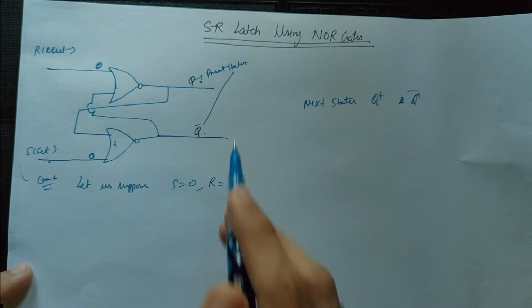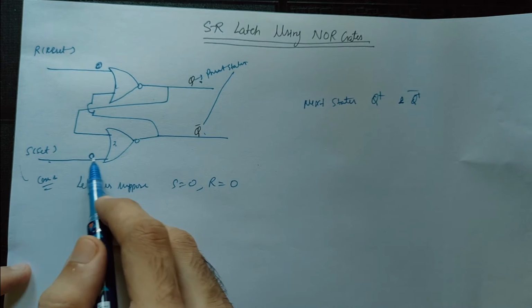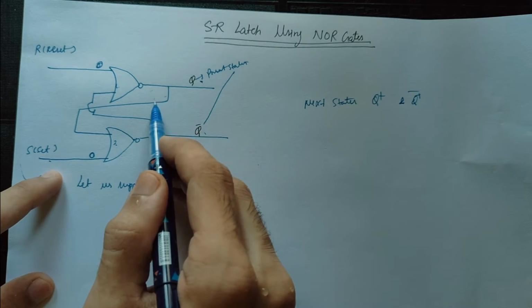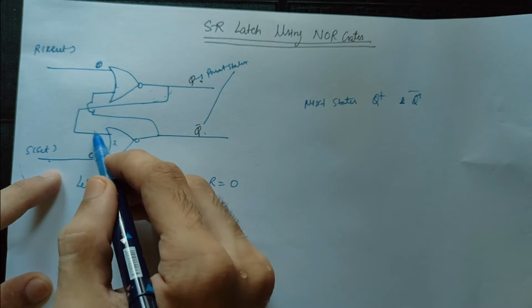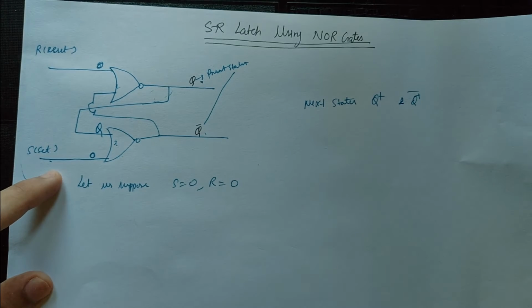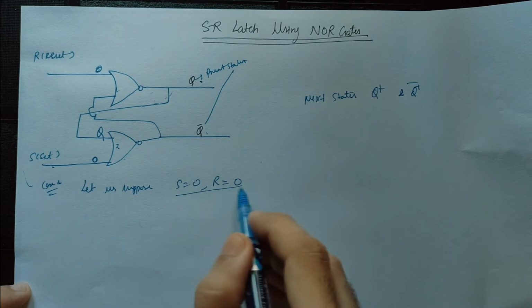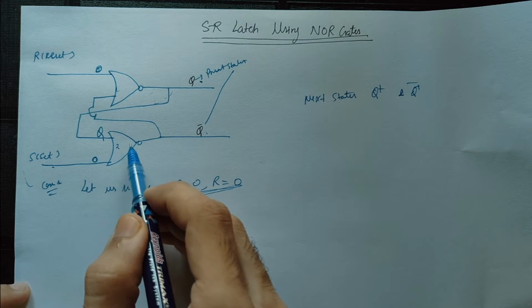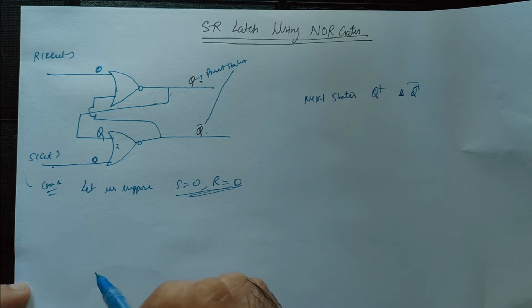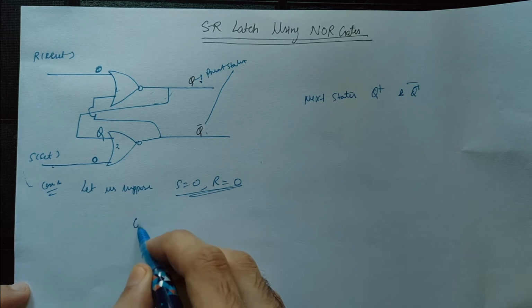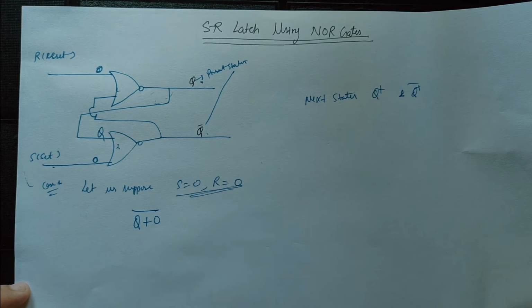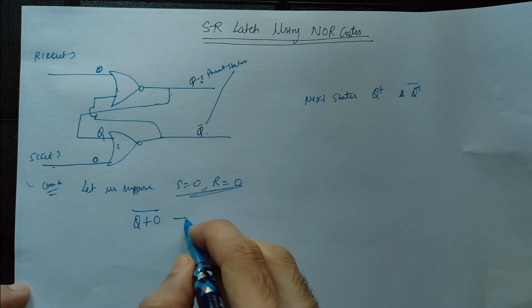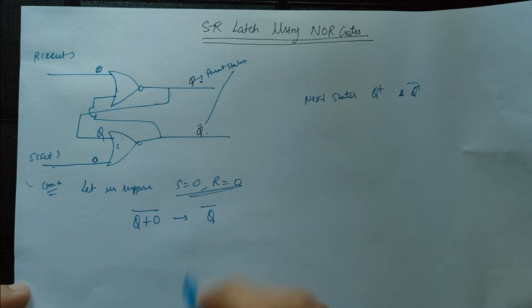So let us suppose S is 0, R is 0, and our initial or present states were Q and Q bar. What will happen? S is 0, and here we have a direct connection of Q. So what will happen here is Q NOR 0. Q NOR with 0, what would be the answer? It is the complement of Q plus 0, which is Q bar.